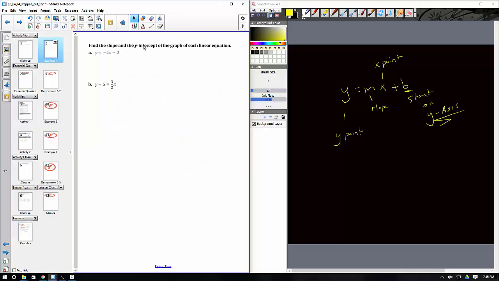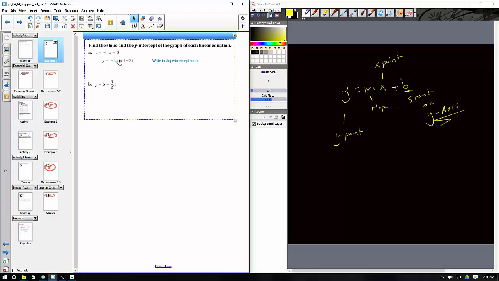So here it says find the slope and the y-intercept of the graphs of the linear equation. So if I look here, my slope is negative 4 over 1, and my starting point is (0, negative 2). This one here, I don't actually have y on its own side, so I have to first make it so y is equal to something by itself, right? So I want to first add 5 to both sides. So I'll have y equals 3 over 2x plus 5. So my slope is 3 over 2, and my starting point will be positive 5.